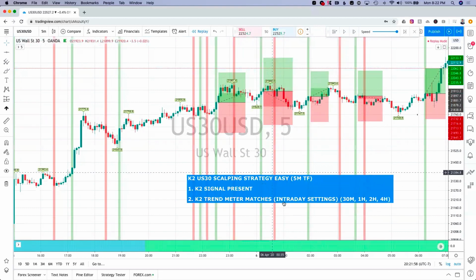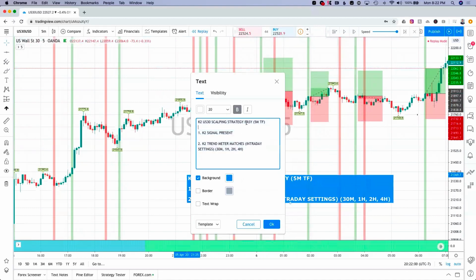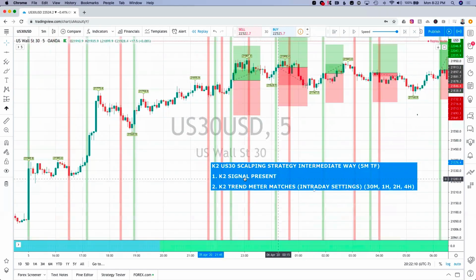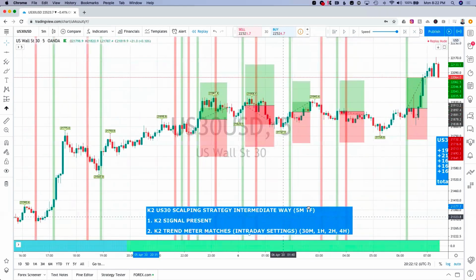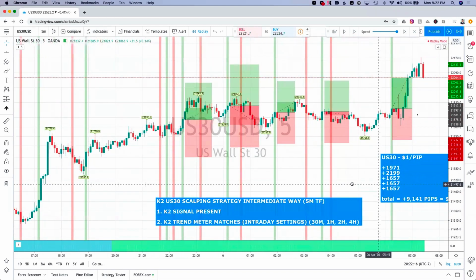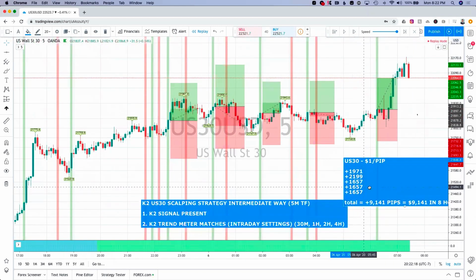So this is the easy way of using it. And then I'll show you guys the intermediate way. This is basically the K2 pullback. So there's 3 ways to scalp. You can scalp the easy way if the market's trending heavy. You can also use the pullback strategy way.